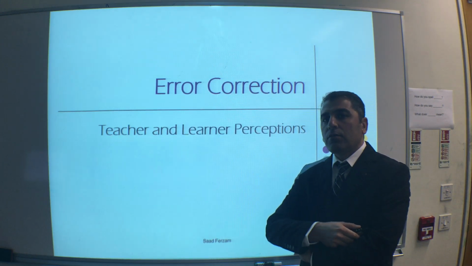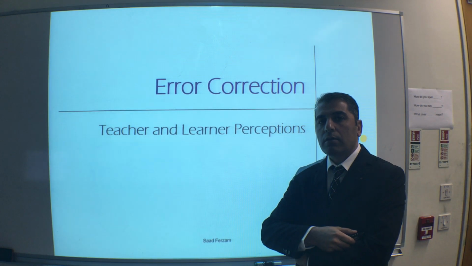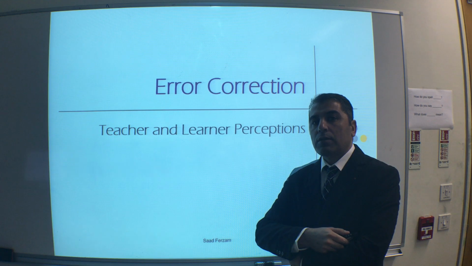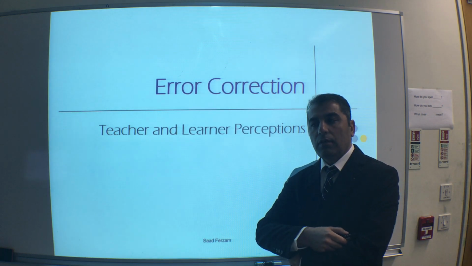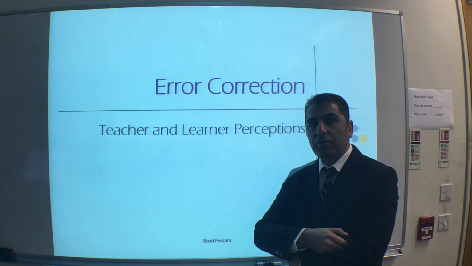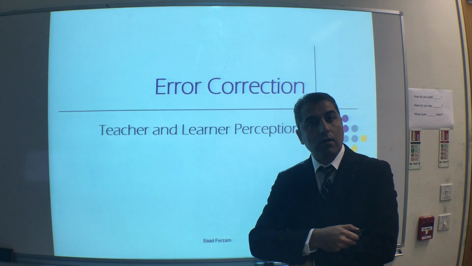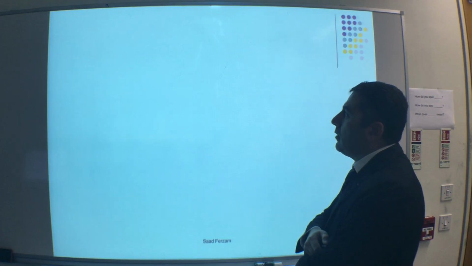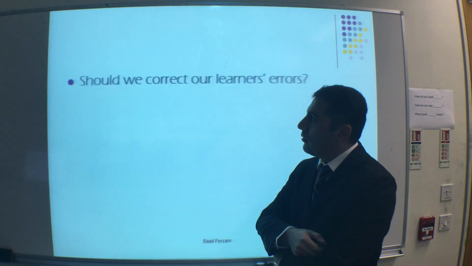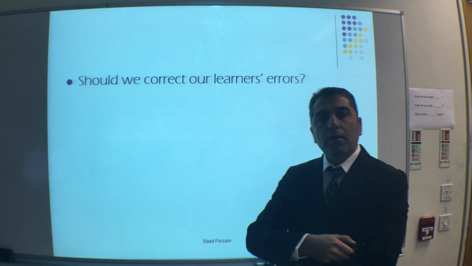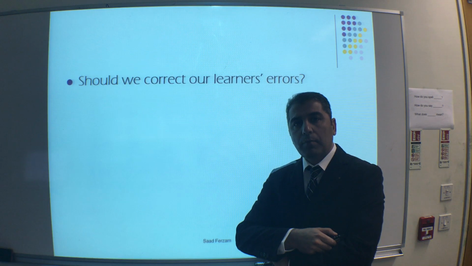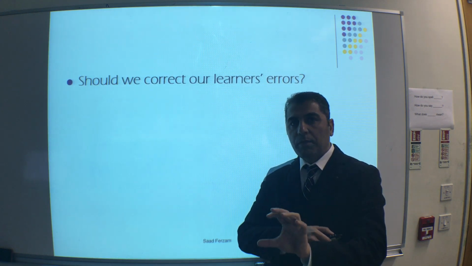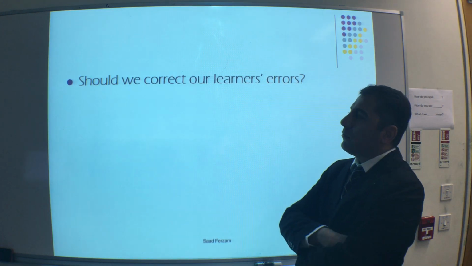I think one of the issues when you talk about correcting errors is the perception that the teacher has and the perceptions of the students. And sometimes this can be very, very different. The perceptions could be actually misleading and they can cause problems. I wanted to look at this through an experiment that came from classroom observation. But before we jump into that, let's ask some questions.